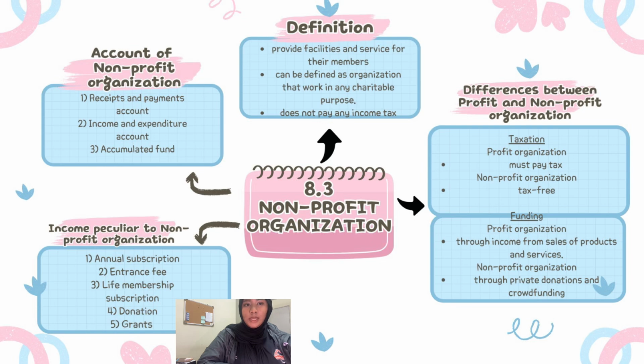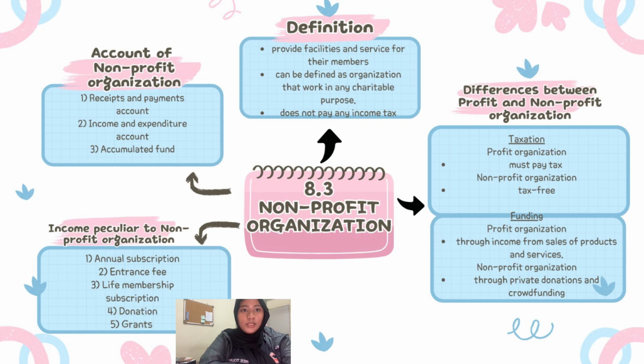The last one is the income of non-profit organizations. There are 5 types of income that the non-profit organization has. The first one is annual subscription, which is an annual fee paid by the members to retain their membership in the organization. The second one is entrance fees, paid by new members for joining the club. The third one is life membership subscription, which is the fees collected by the social clubs, and in return they will get full access to the facilities and service. The members will pay this fee just one time in their life.